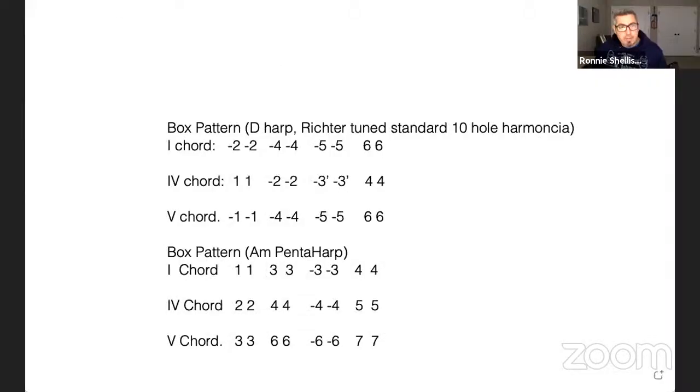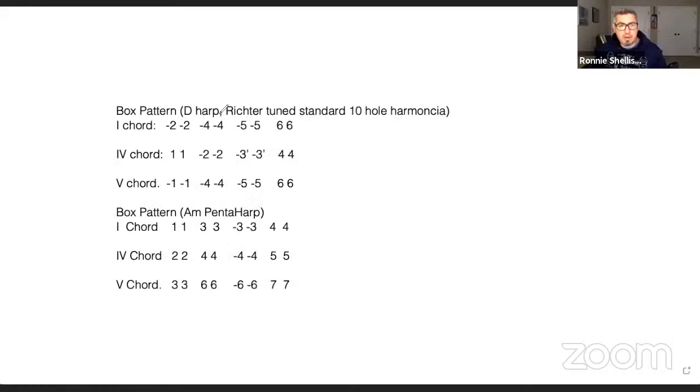Let's get into the topic here, though. If you have a D harmonica, grab your D harmonica, and let's do this together. Okay, here we go. Here's a whiteboard. If you have a D harmonica, Richter tuned just means your standard 10-hole harmonica. Then you'll see that I've just got a standard one chord outline for 12-bar blues, 4 and 5.